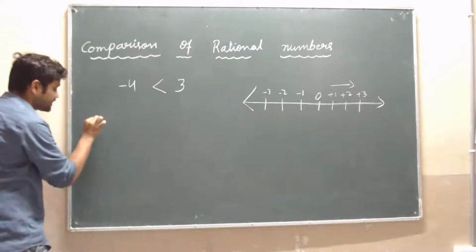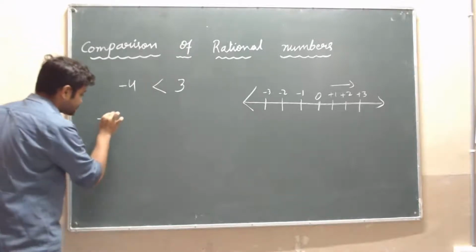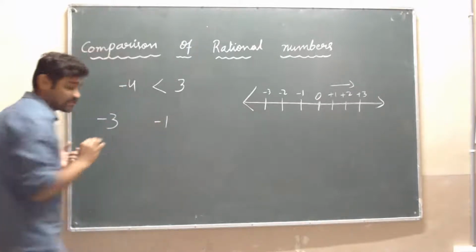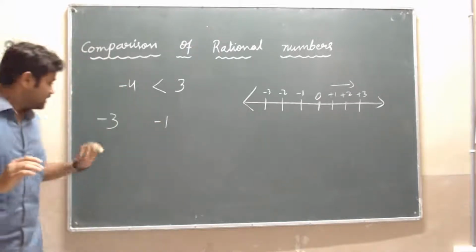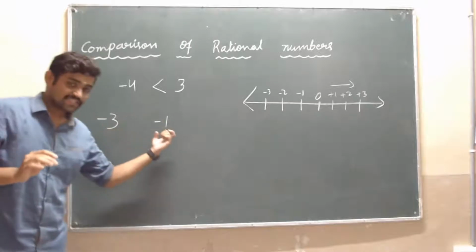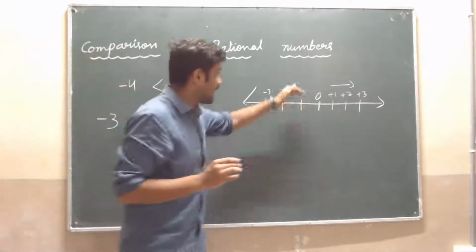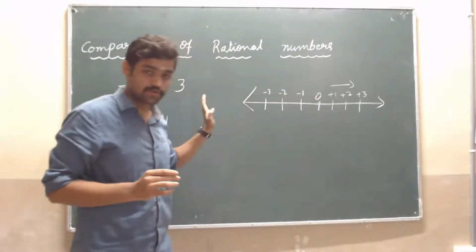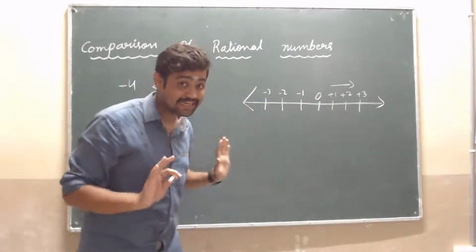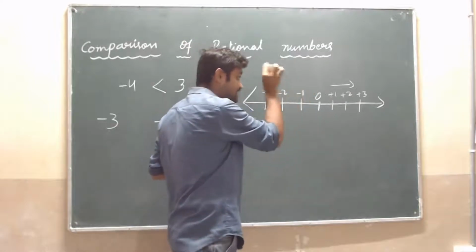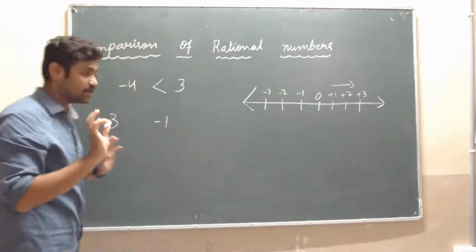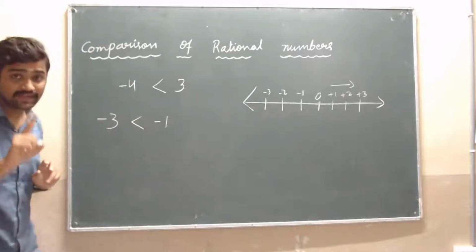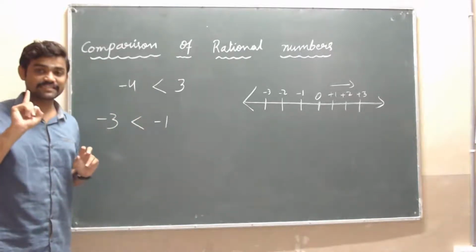Next, take two integers, -3 and -1. Which one is smaller here? Is -3 smaller or is -1 smaller? As we move to the left side, the numbers will decrease. That is, -1 is greater than -3. Also we can say that -3 is smaller than -1. Understood? That is simple.